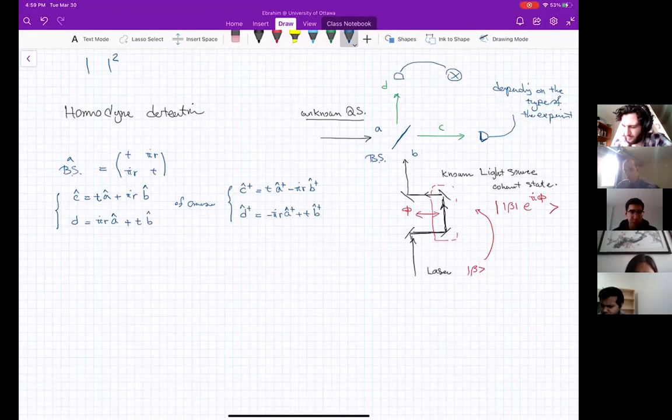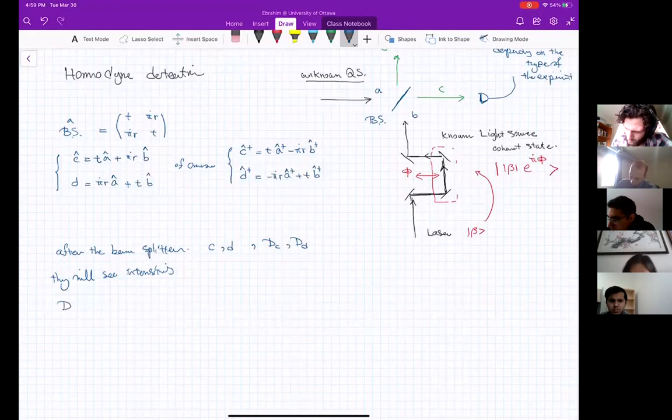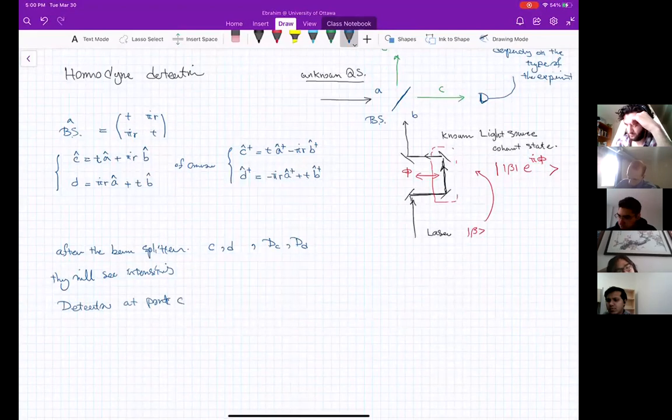Good. Now let's see what we will get after the beam splitter. We have two ports, C and D. And the detector in C and the detector in D will see intensities. All right. So let's look at the detector C. What does it see?